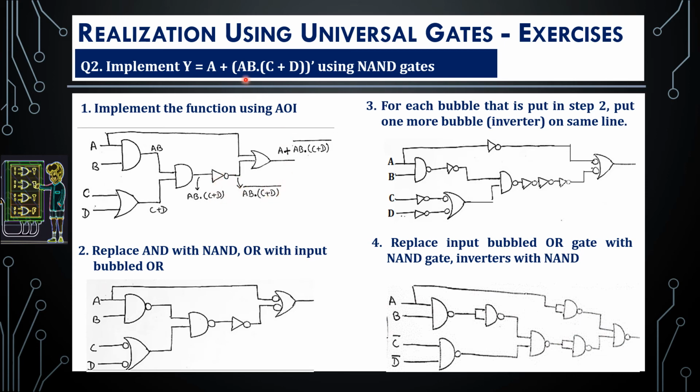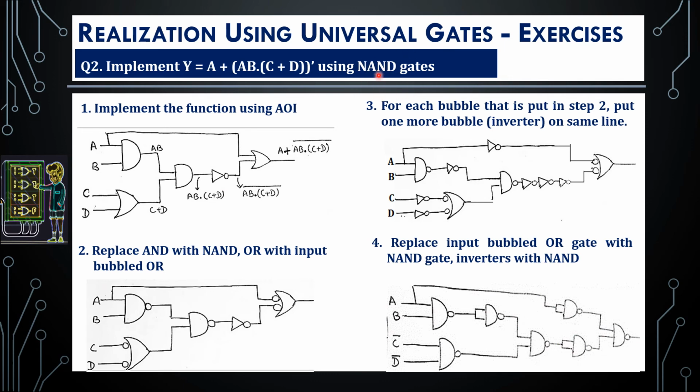Then we need to add this output with this A. So we take this A and add it with AB into C plus D, the whole bar. So we get A plus AB into C plus D, the whole bar. So this is the first step. We implemented the function using AOI. And the universal gate that we selected is NAND.